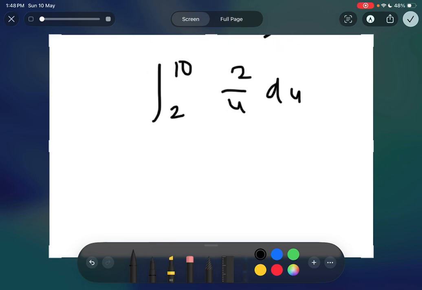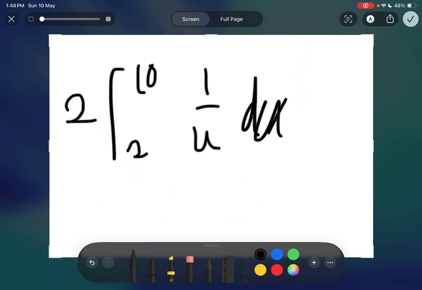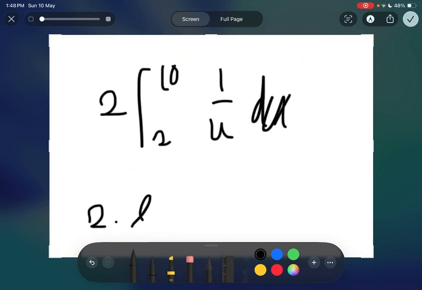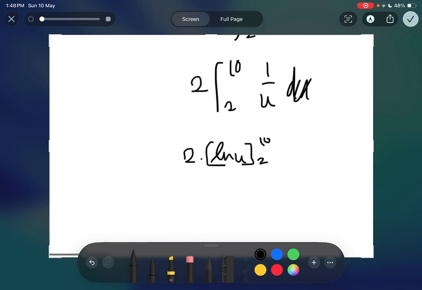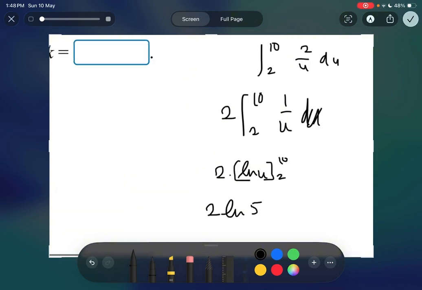You take 2 outside because it's a constant, so 2 times the integral from 2 to 10 of 1 over u du. So this becomes 2 times ln of u, from 2 to 10. And so this is ln of 10 minus ln of 2, which is ln of 10 over 2. So 2 ln of 5, because it's 10 over 2.